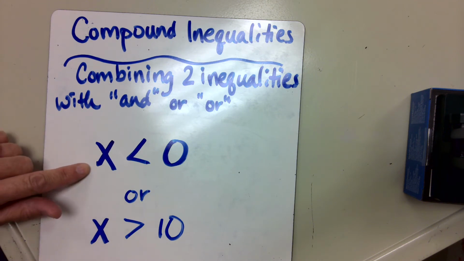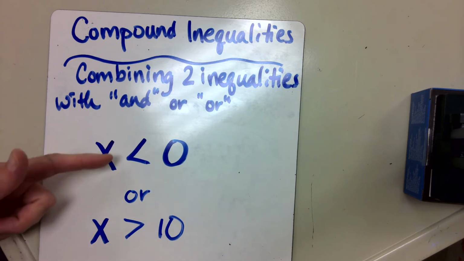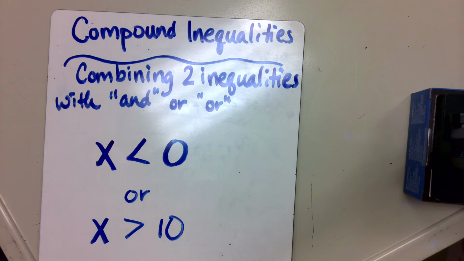So x is less than 0 are all your negative numbers. X is greater than 10 is anything above 10. So anything between these numbers is not represented by x. It's either this or this. You can't write it in one long sentence like the "and" compound inequality.